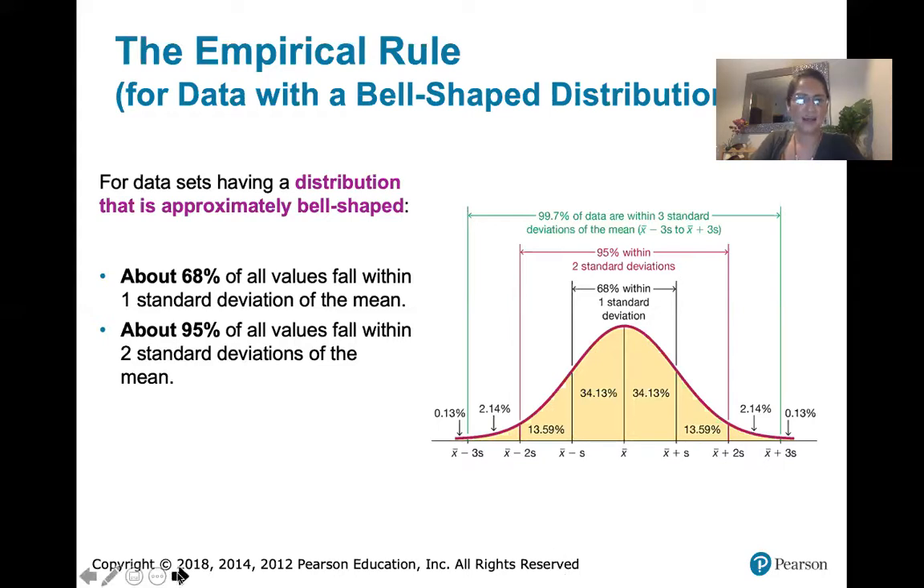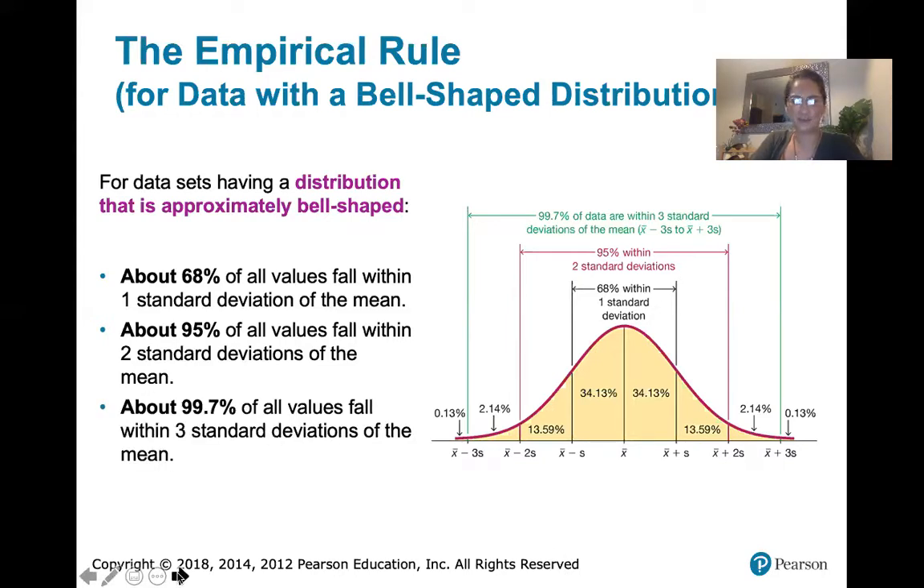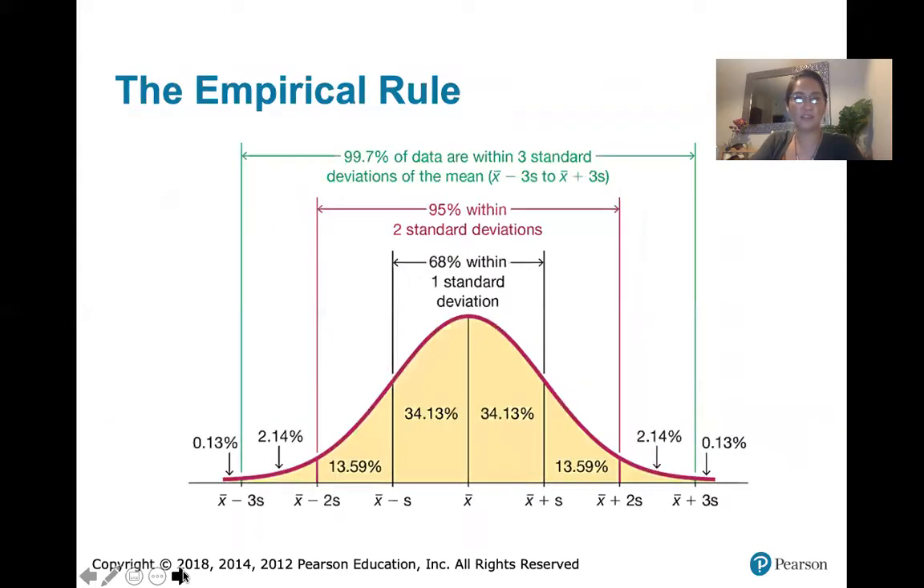And then about 99.7%, almost 100%, 99.7% of all values fall within 3 standard deviations of the mean. So we've got the mean here. We add this standard deviation 3 times. We subtract the standard deviation 3 times. And it turns out that 99.7% of all values will fall within that range, provided that the data sets have a distribution that is approximately normal or approximately bell-shaped like this.